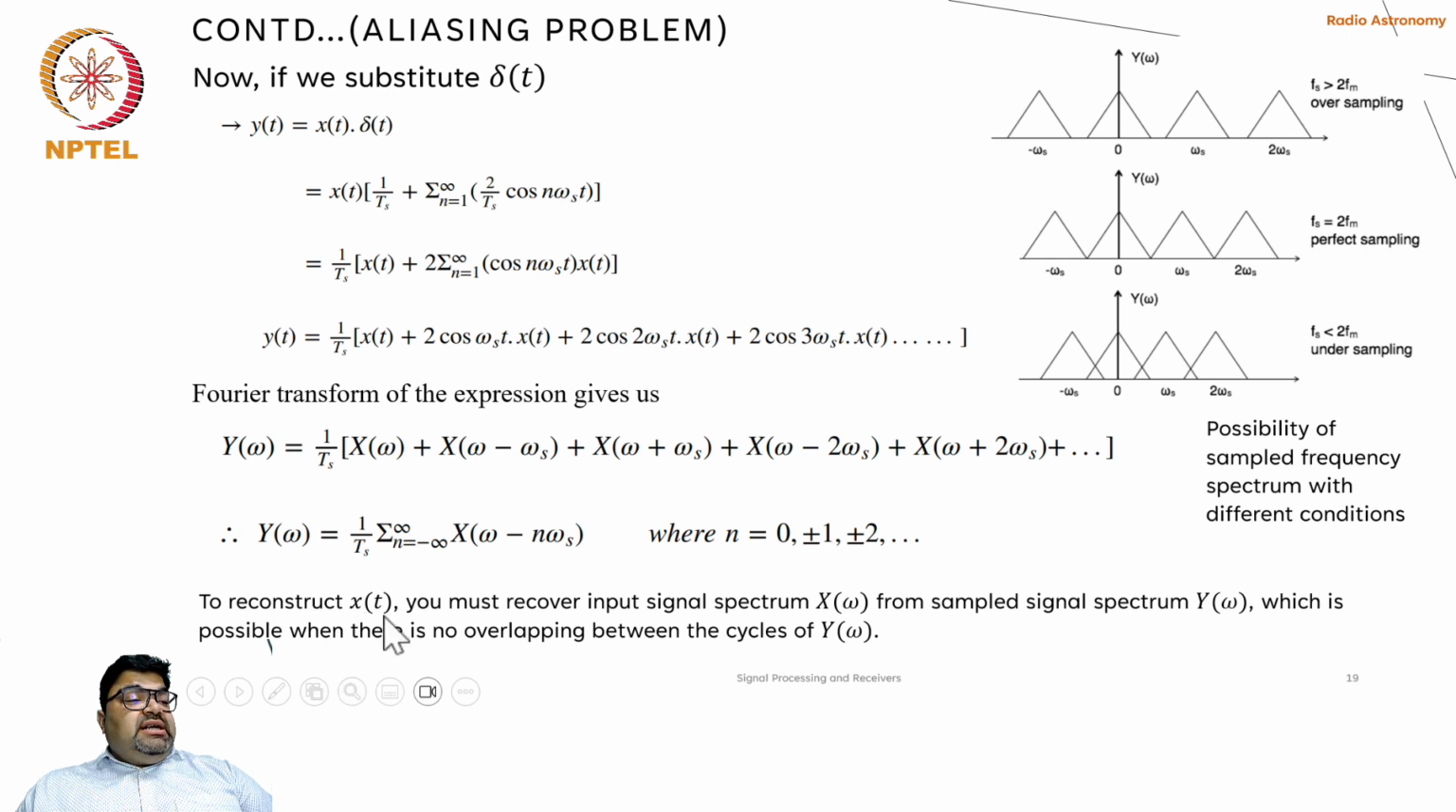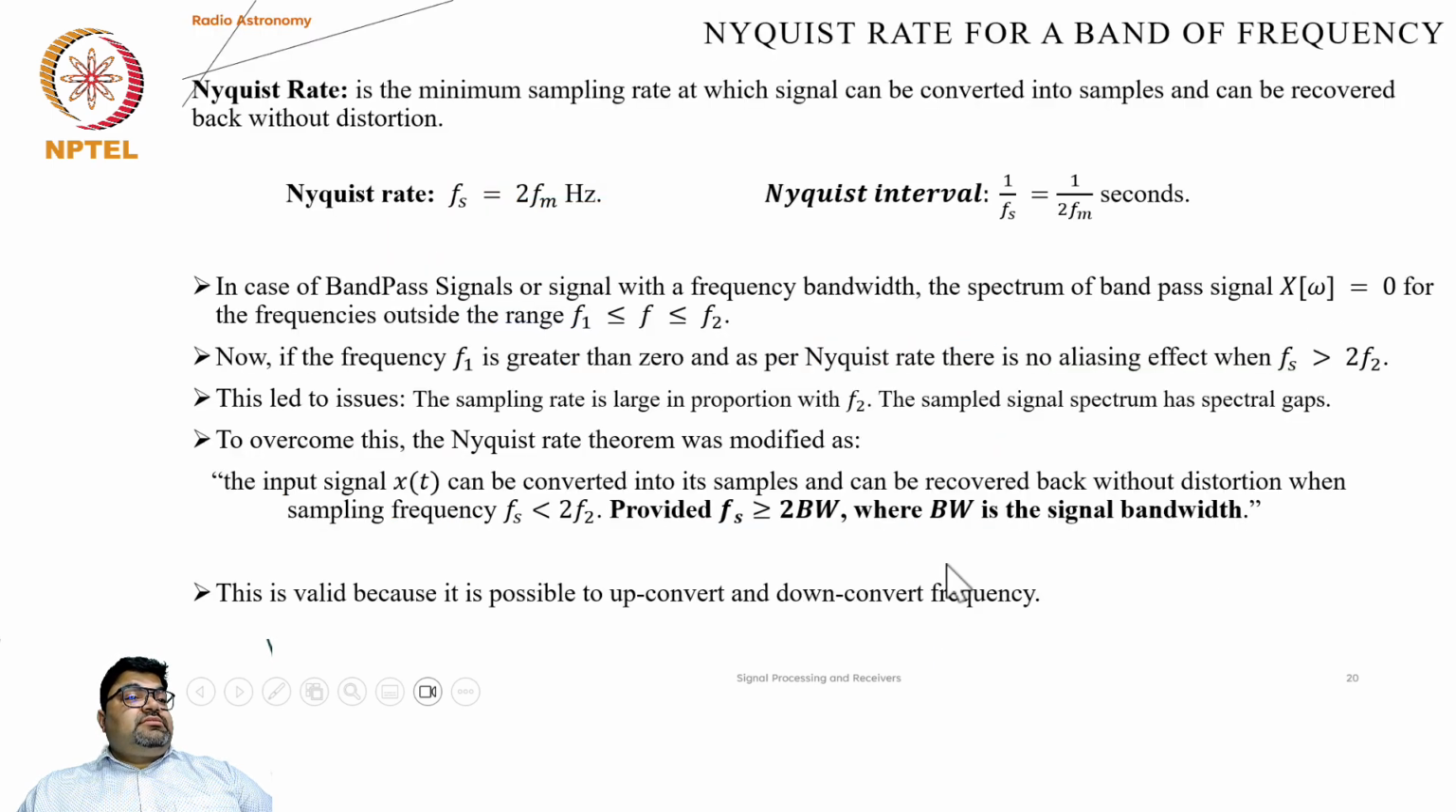So to reconstruct y(t), you must recover the input signal spectrum X(omega) from the sampled signal spectrum Y(omega), which is possible when there is no overlapping between the cycles of Y(omega). So the Nyquist rate for a band of frequency is the minimum sampling rate at which a signal can be converted into samples and can be recovered back without distortion. So we are trying to discretize a signal.